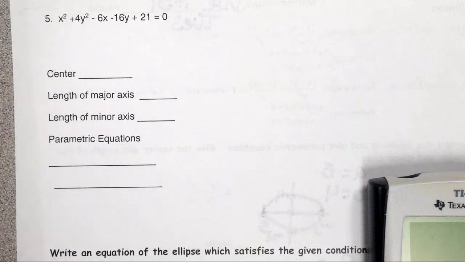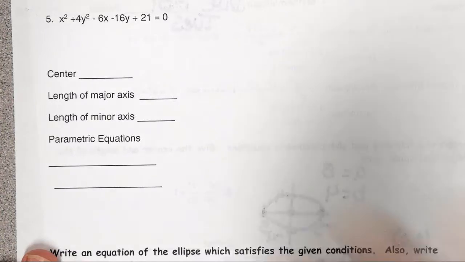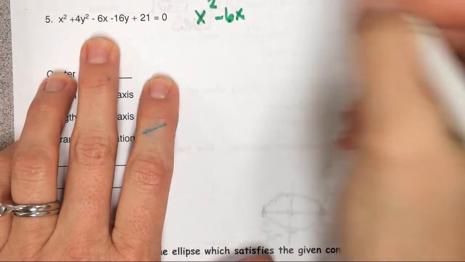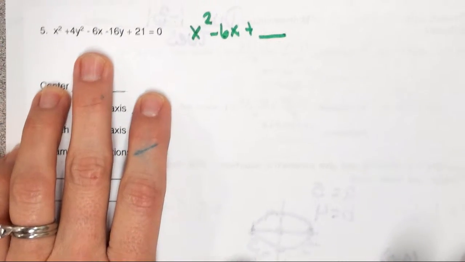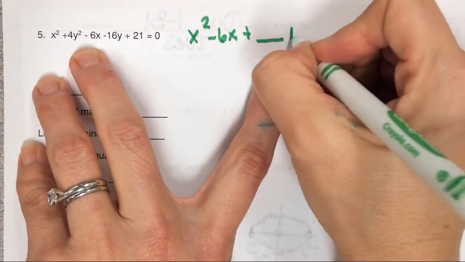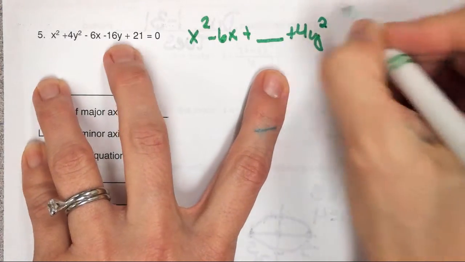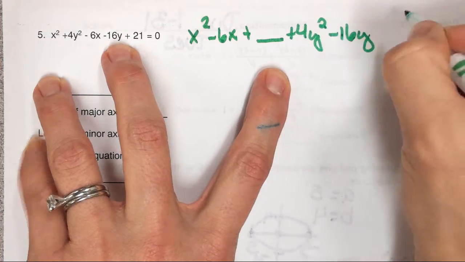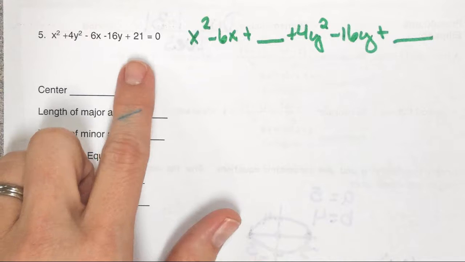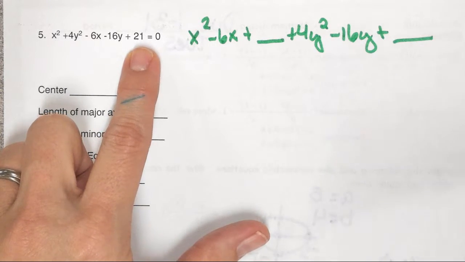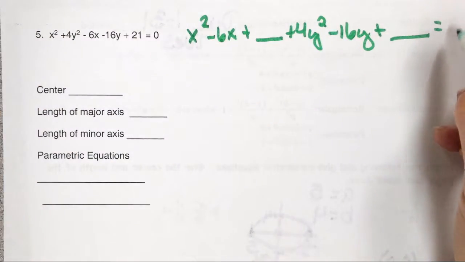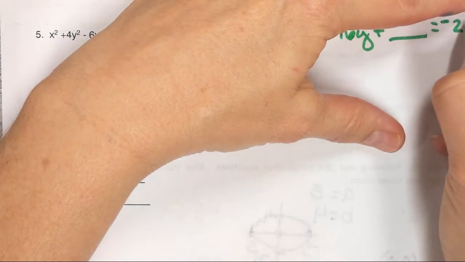All right, so when you complete the square, you're going to group your x's first. So we've got x squared minus 6x, plus we're going to leave some space to complete the square. Now we're going to do my y's. I've got a positive 4y squared, a minus 16y, plus something to complete the square. What do we have to do with this 21? Equal what? Very good. When you move it over, it changes to a negative 21.